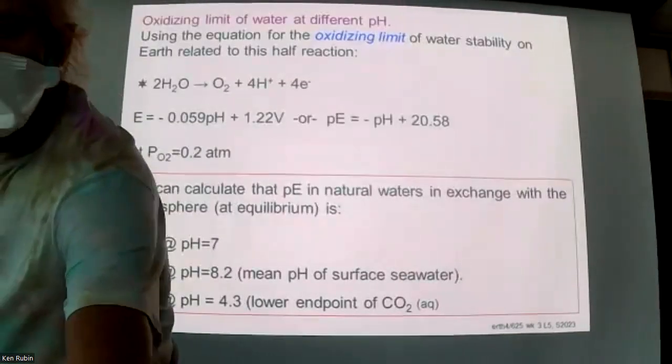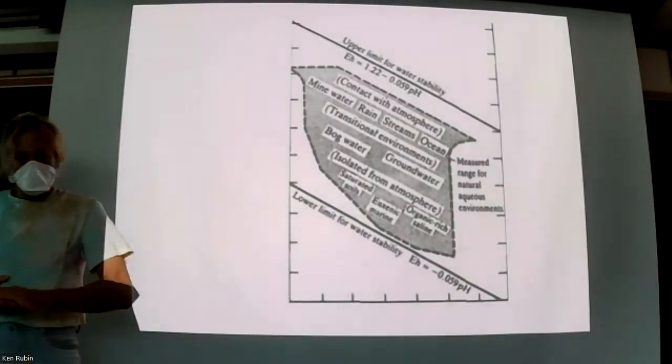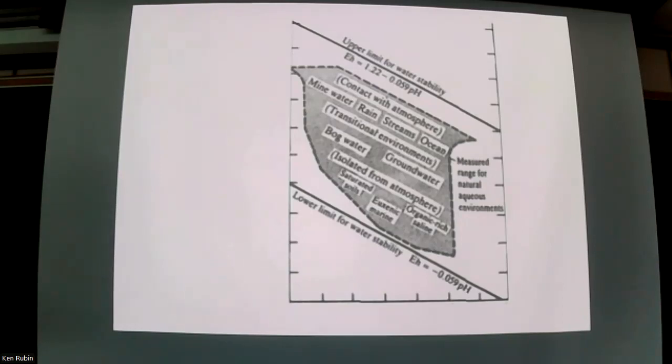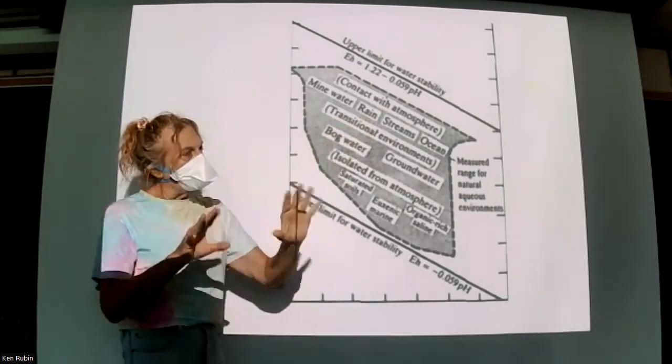Excuse me, this is that same diagram blown up again. Again, the lower and upper stability limits. And what you can see is a couple of things. For instance, contact with the atmosphere. This is graphical, right?